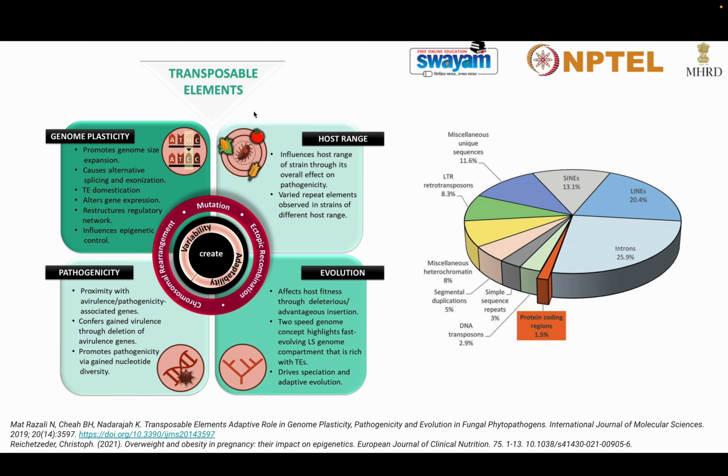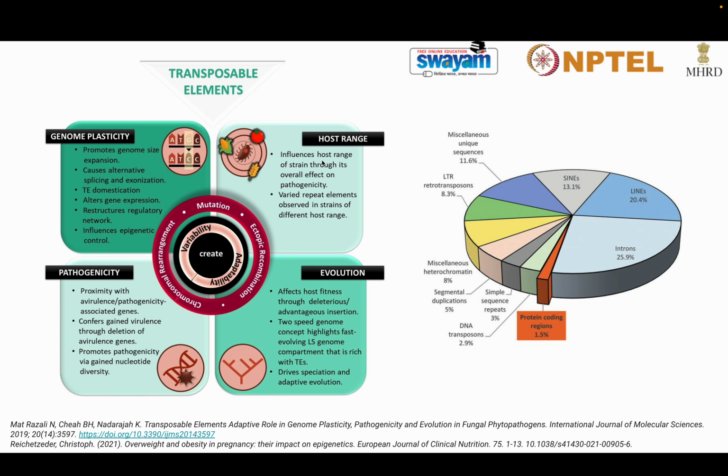Now, why are these transposable elements important? Because in the question we have seen that they are positively correlated with the genome complexity or genome size. So what do they help in? Firstly, they are advantageous for genome plasticity, which means they promote genome size expansion. They cause alternative splicing and exonization. So this transposable element domestication alters gene expression, restructures the regulatory network, and influences epigenetic control. All those things are brought about by the transposable elements because these are the jumping genes. They can move from one place to another.